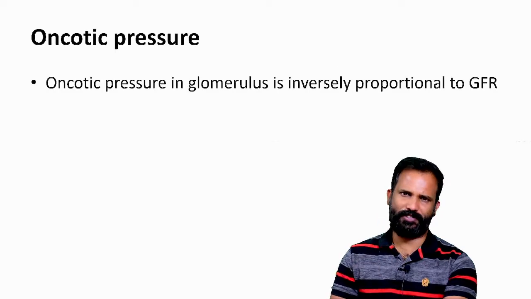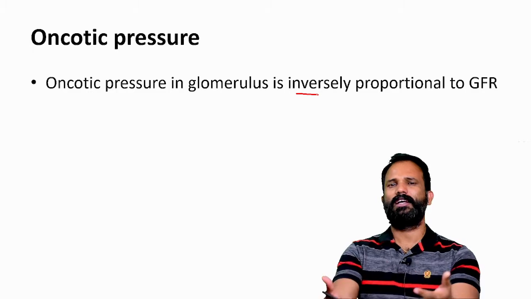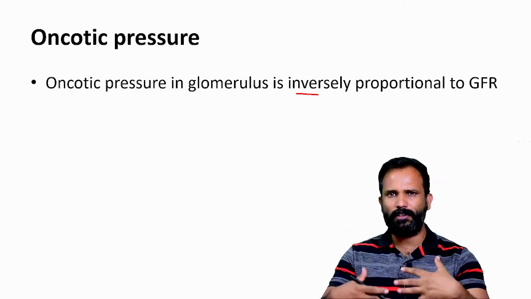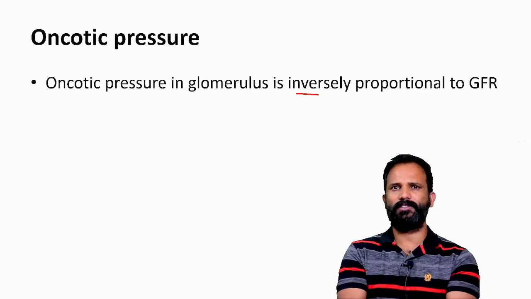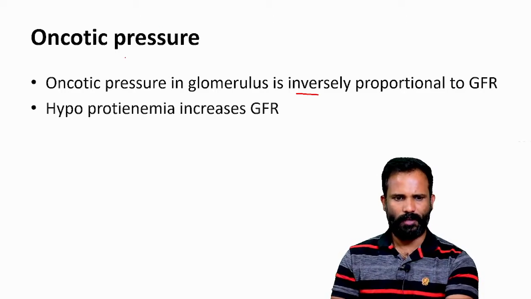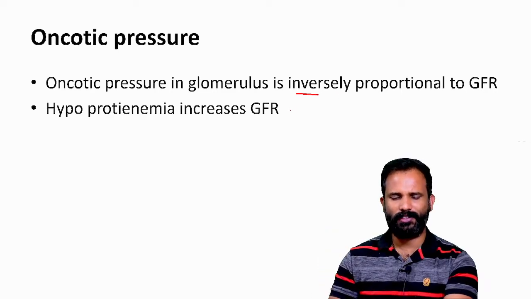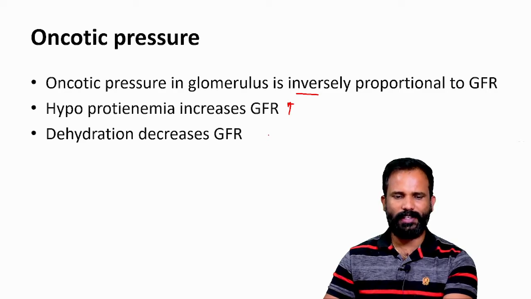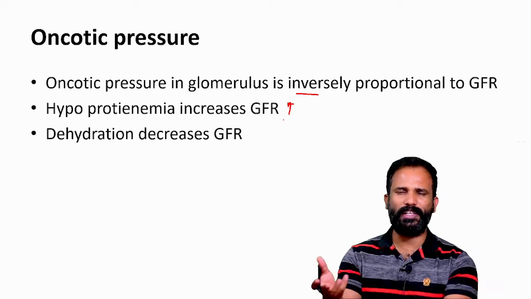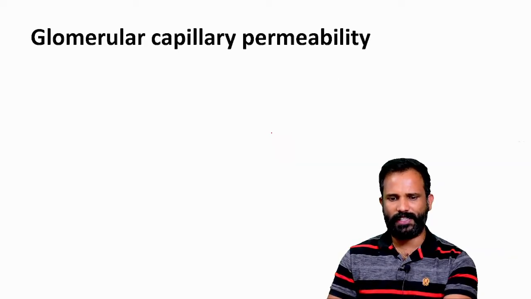Oncotic pressure. Now oncotic pressure in the glomerulus is inversely proportional because oncotic pressure tries to keep the fluid in its own compartment. So glomerular oncotic pressure tries to keep the fluid inside. So in hypoproteinemia, whenever protein is reduced, oncotic pressure is reduced, so GFR increases. Similarly, in dehydration, relatively the protein increases, so oncotic pressure increases, so GFR decreases.